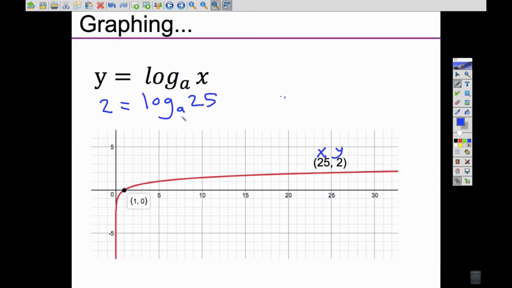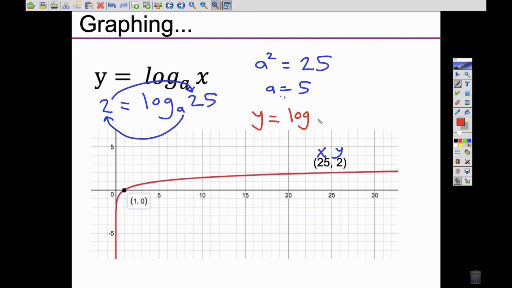Now I'm going to rewrite this. I know that this to this has to be equal to this, so I'm just converting it to exponential form. a to the second is equal to 25. And then I'm going to solve that. So a is 5. All that means is my equation is y equals log base 5 of x. My end equation, just like any equation, is going to have my x and my y in it. If I plug this into Desmos, I would get this graph.